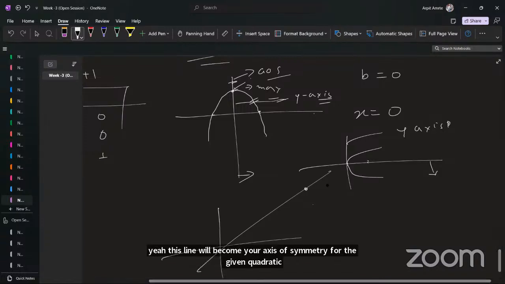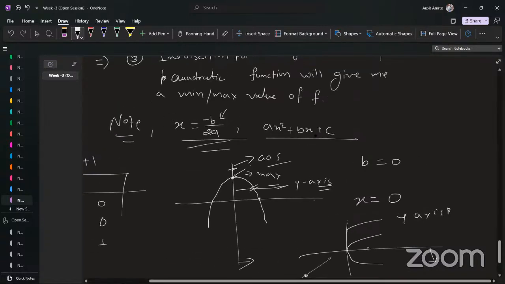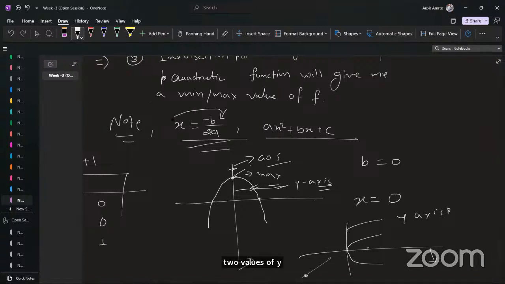This will not happen because for whatever value of x, we need some y, like two values of y. Just see the equation of the graph of the axis of symmetry. These are all lines which are parallel to the y-axis only. So all axes of symmetry will be given by a line which is parallel to the y-axis. Okay.